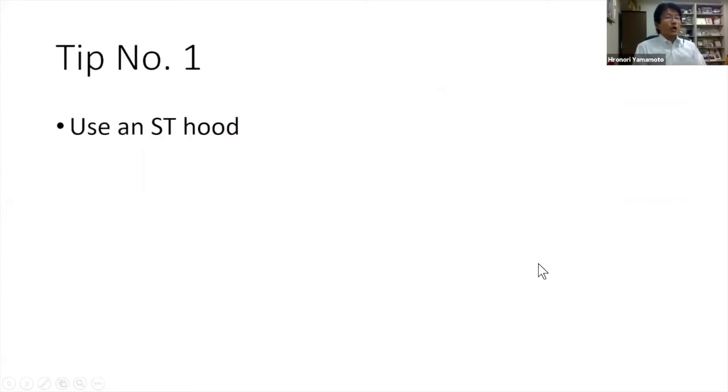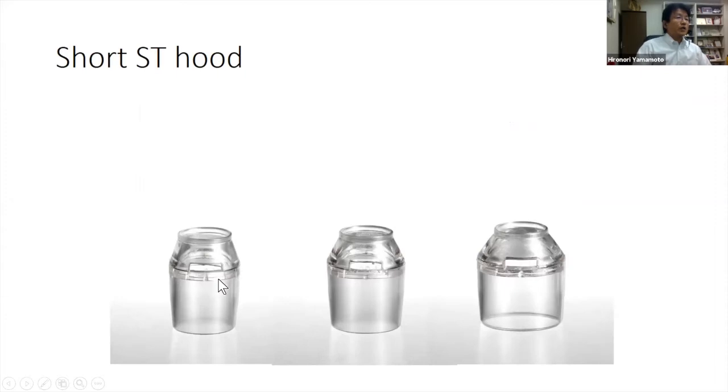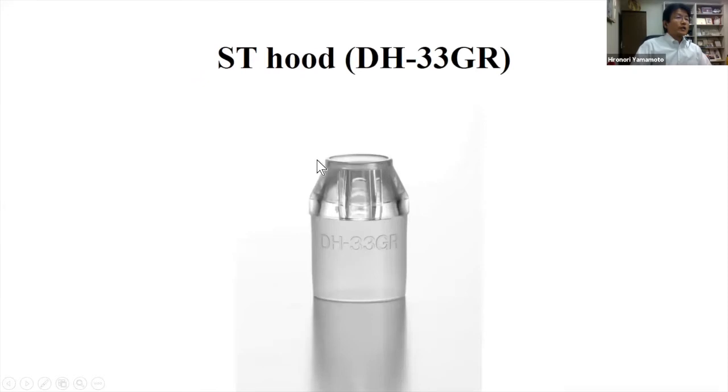So I want to tell the tips for the pocket creation method. Tip number 1, please use an ST hood. ST hood is the hood with the tapered tip. This is a short type ST hood, and this is another type of ST hood. The outer diameter of the tip of the hood is only 7 millimeters in diameter, okay?